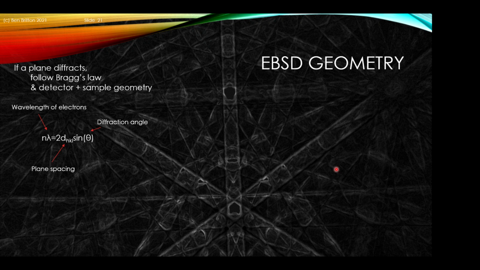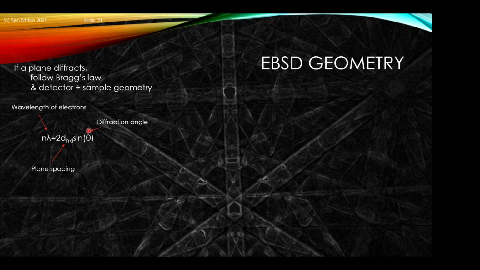So how do we do this? Well, we have to consider some basic geometry. First and foremost, it's a diffraction technique where we're going to use Bragg's law to our advantage. And we recall that Bragg's law says that n lambda, where n is the order of the diffraction and lambda is the wavelength of the electrons, is equal to 2d sine theta, where d is the plane spacing and theta is the diffraction angle that's present.